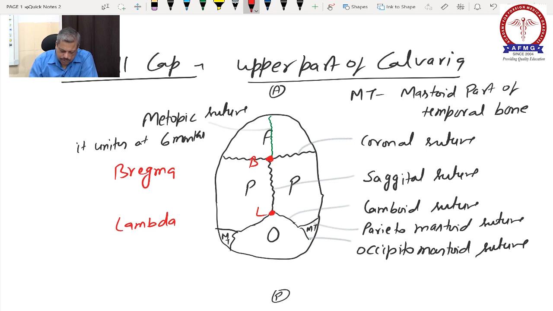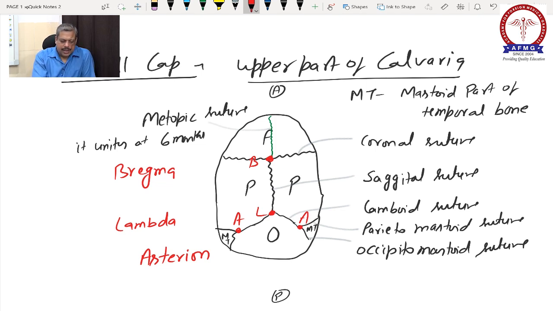It meets with the parieto-mastoid and occipitomastoid sutures. This point is known as the asterion. Clear? So what bones are meeting at the asterion? This is the parietal bone, the occipital bone, and the mastoid part of the temporal bone.